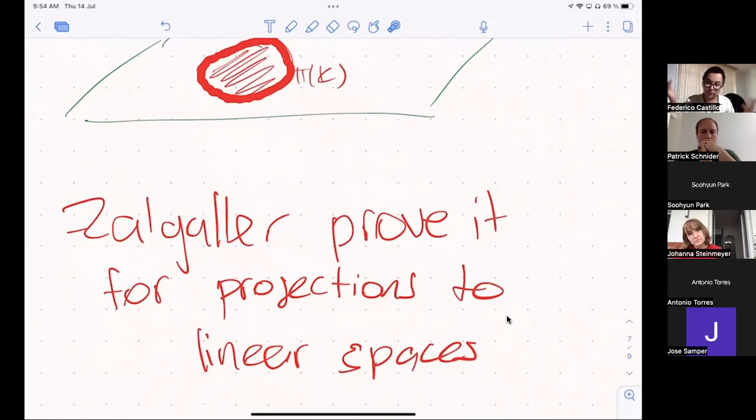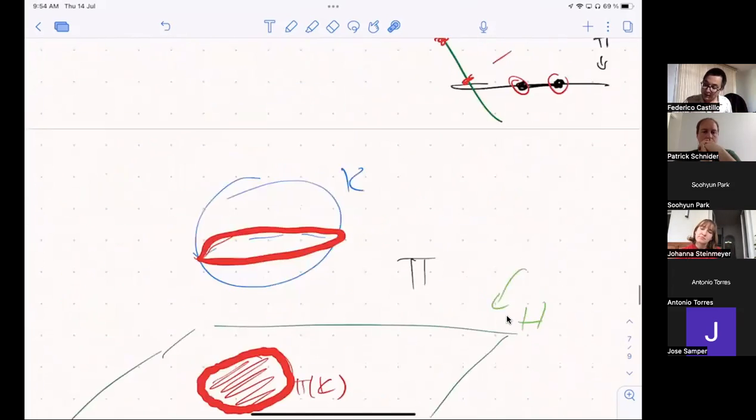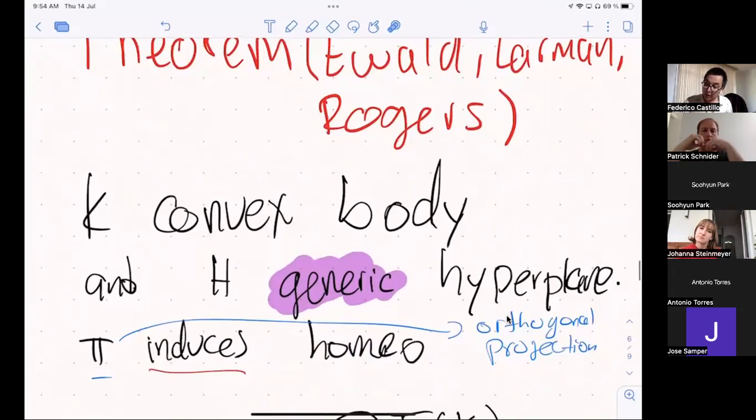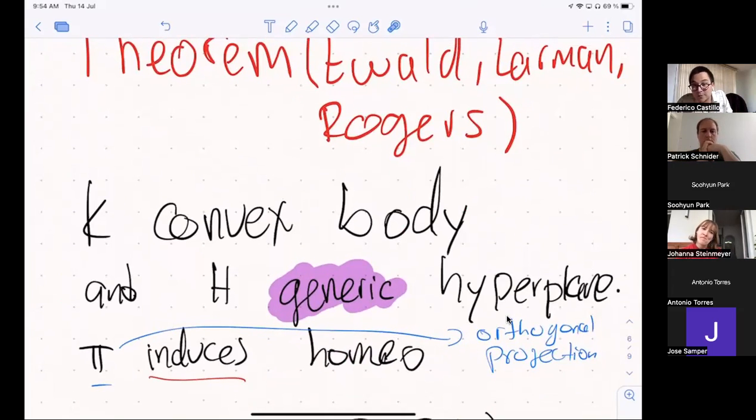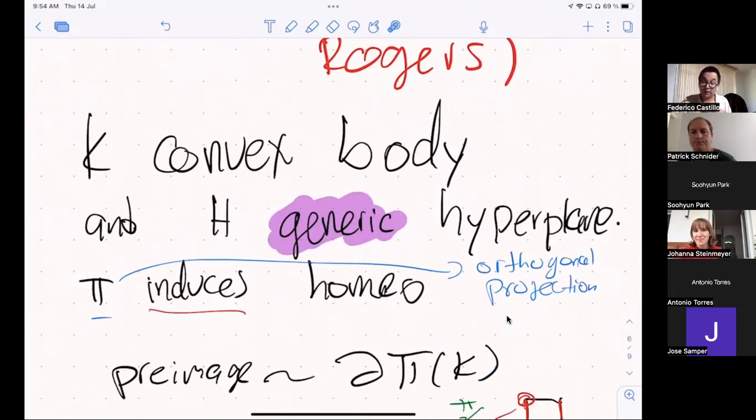You can project to any linear subspace, and there is a version by Salgaler doing precisely that. So this theorem in Rolf Schneider's book is like 6 pages, very technical. It's one of these things that sounds reasonable. It is true, but the proof is harder than what you imagine. And this is exactly what we want.